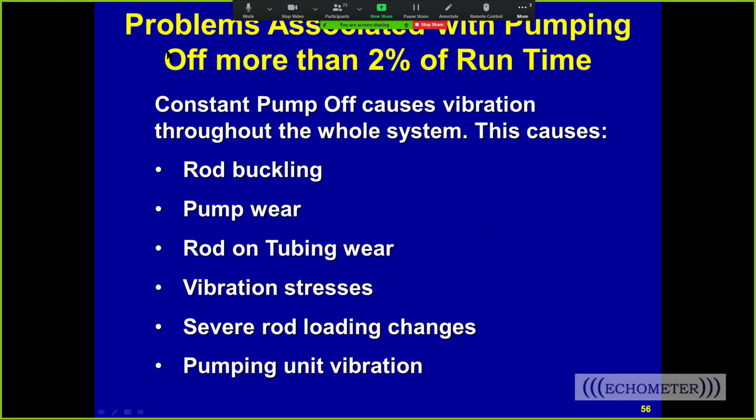So what problems are associated with incomplete pump fillage? And how much incomplete pump fillage can you tolerate? Well, not very much. If you have incomplete pump fillage for more than 2% of your runtime, you start to have problems due to that.